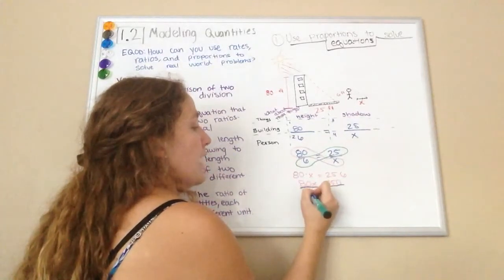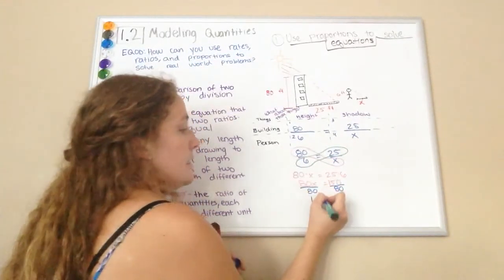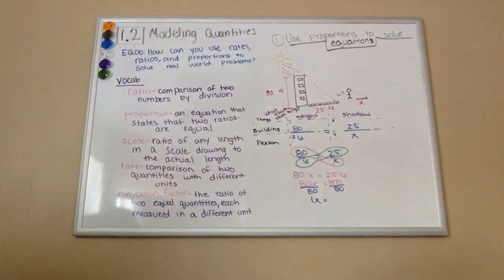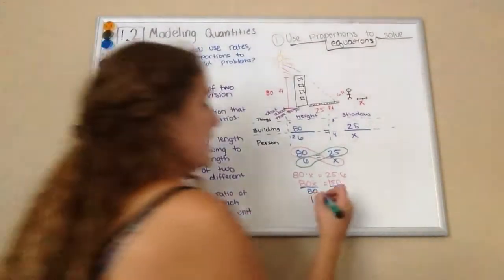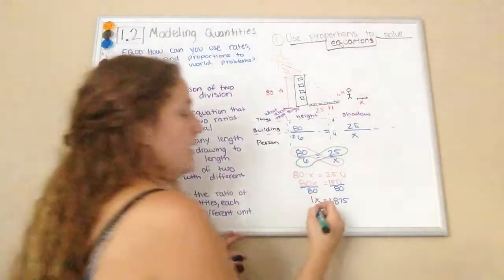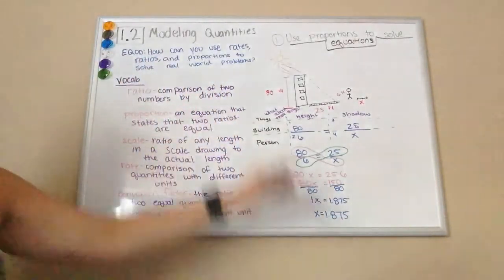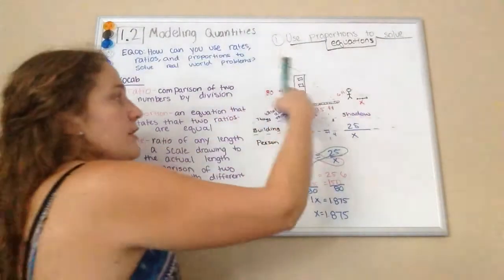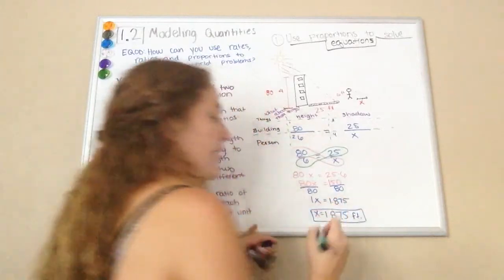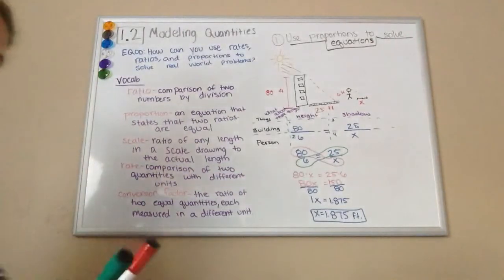So we divide both sides by 80. 80 divided by 80 is just 1x, is equal to 150 divided by 80, which we get 1.875. So x is equal to 1.875. Not quite done because we don't have our units in there. If we go back to our original picture, our units are feet. So x is equal to 1.875 feet. That means that this shadow here is 1.875 feet.